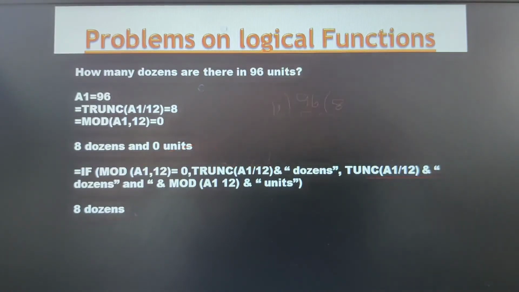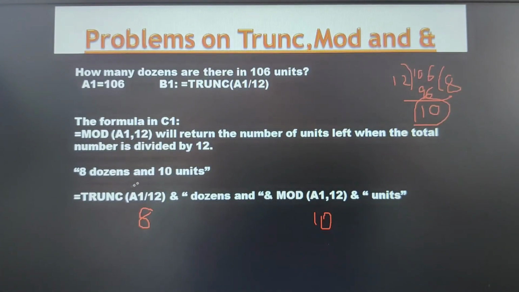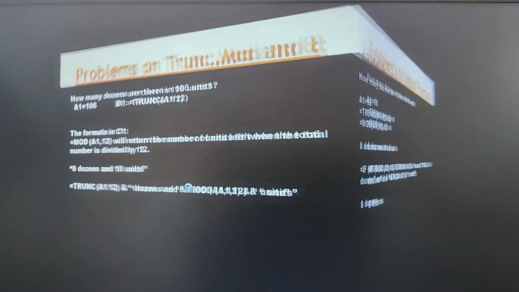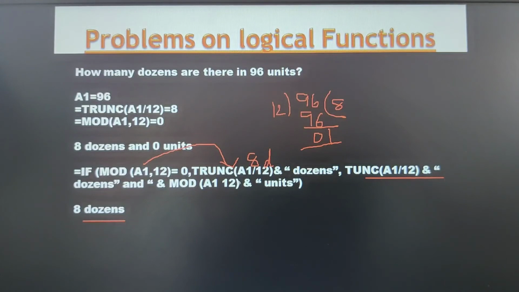Therefore, when I execute this particular formula, I will get only the answer 8 dozens. In the previous problem, how many units are there in 106 units, the same formula was applied, and the modulus was not resulting in 0, it was resulting in 10 units, correct? So in that case it will skip the true part of the statement and the control would jump to the false part and try to execute. But here we have 0 units, so only the first part executes.